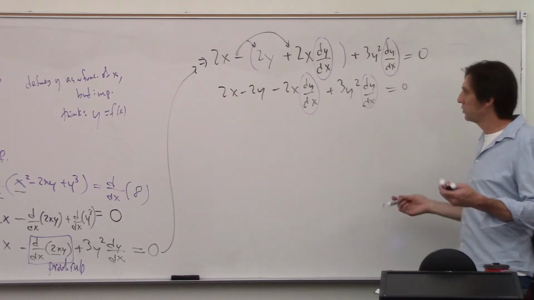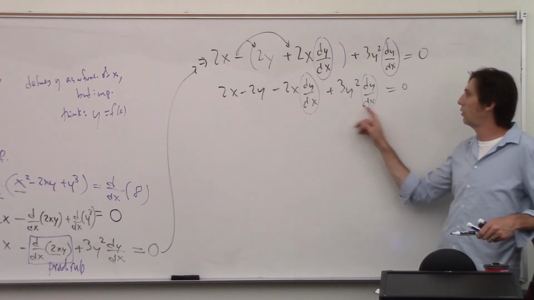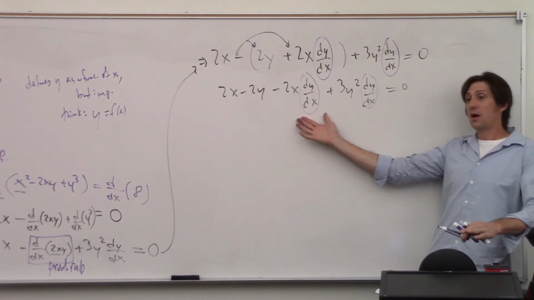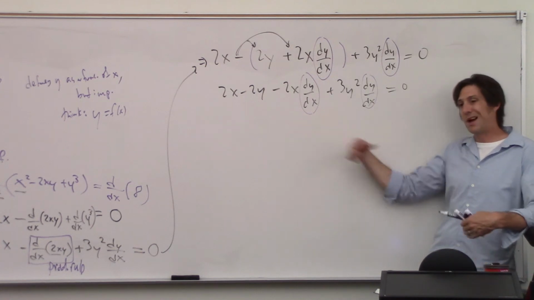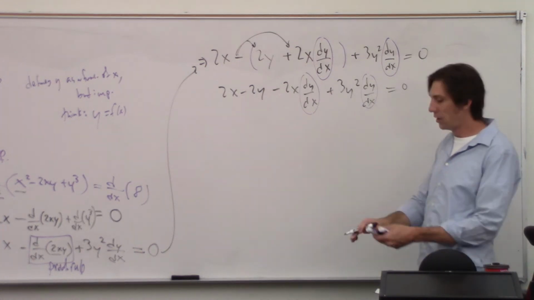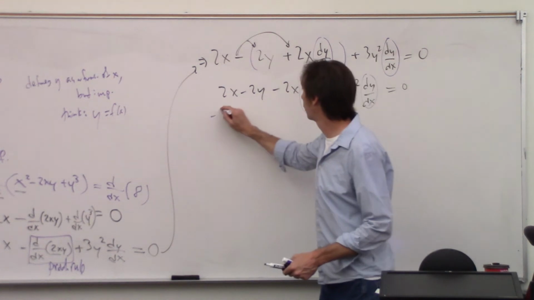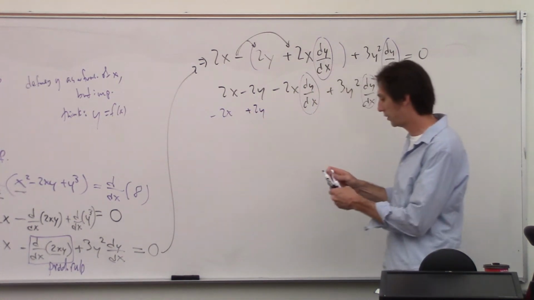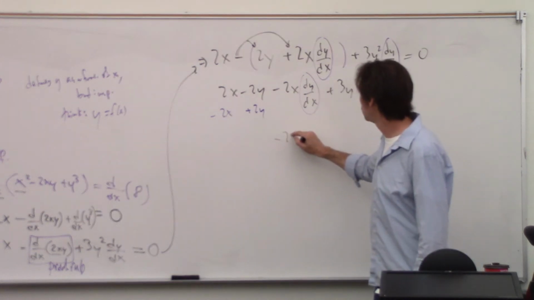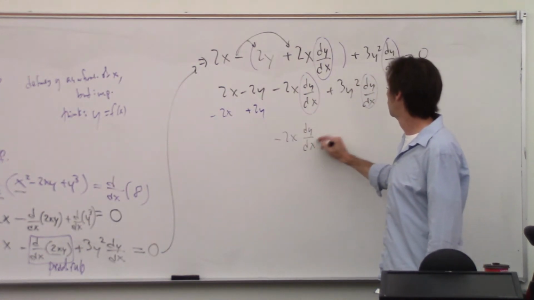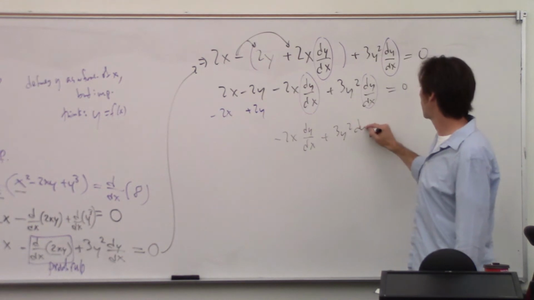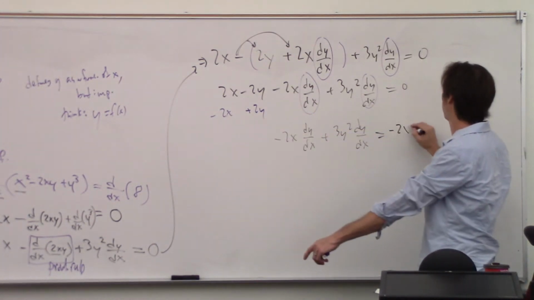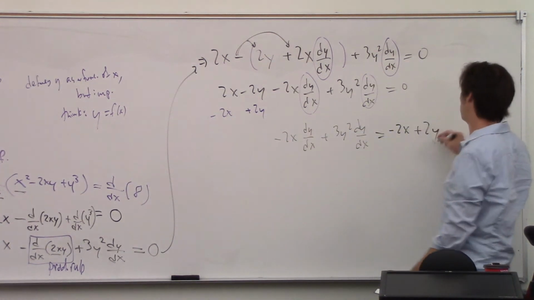Like we're used to from algebra a long time ago, in order to solve for a particular quantity, we should get that quantity on one side of the equation by itself, right? So everything else can move to the other side. In particular, let's subtract 2x from both sides. Let's add 2y to both sides. That would give us negative 2x dy/dx plus 3y squared dy/dx equals what? We subtracted 2x. We added 2y.